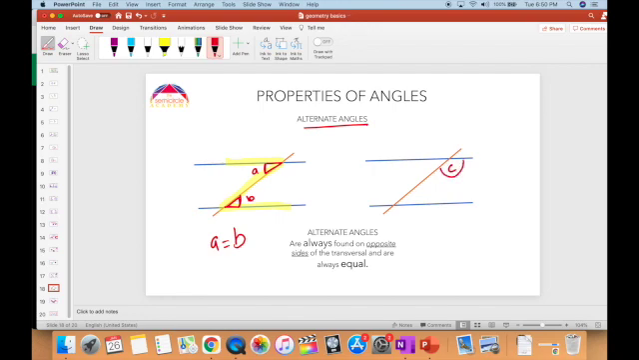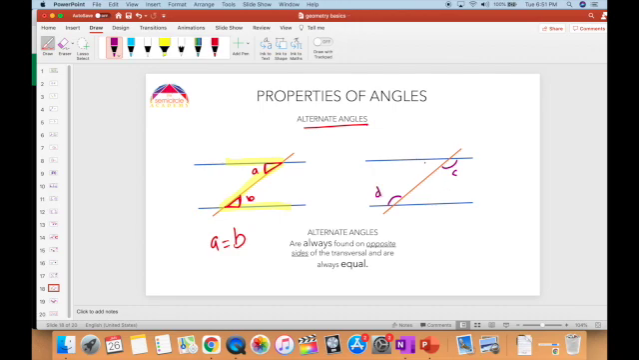Angle C, angle D. Are these alternating angles? Yes, they are. They are on opposite sides of the transversal. So we have C and D. They are also alternating, right?